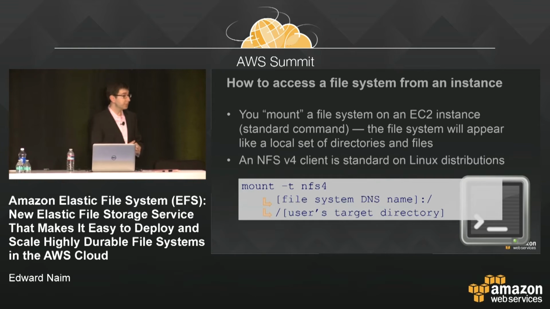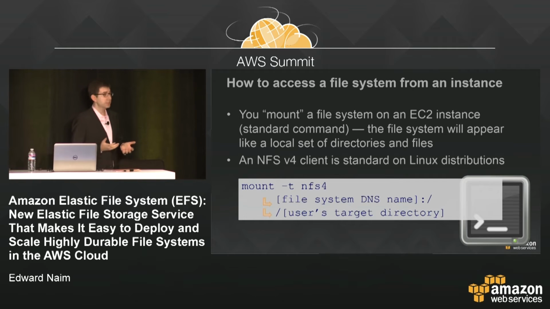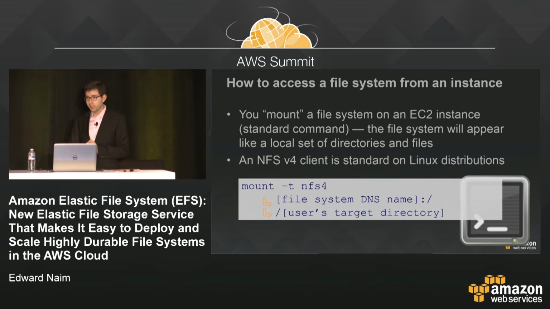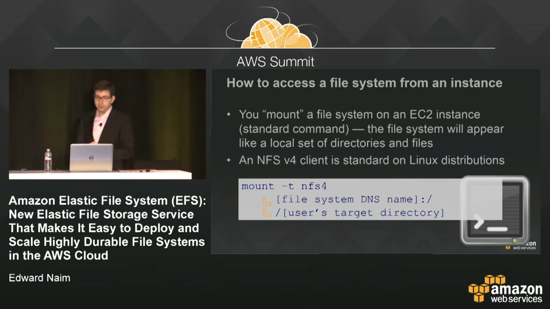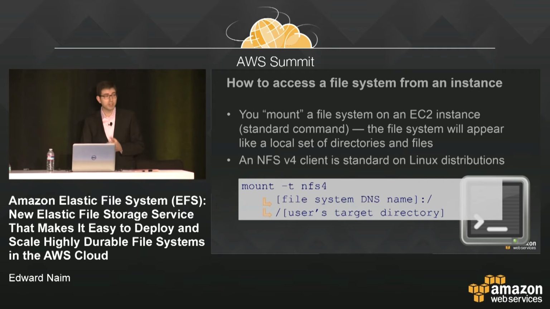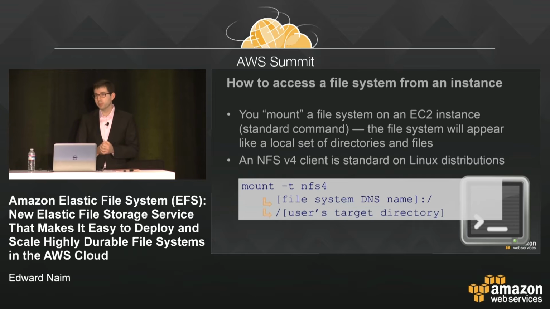To access a file system from an EC2 instance, you mount it. Mount is a standard command, and after you mount it, the file system will act like a local set of directories and files to your instance. Note that an NFS v4 client, which is required in order to mount an NFS file system, is standard on Linux distributions and is available for Windows as well.